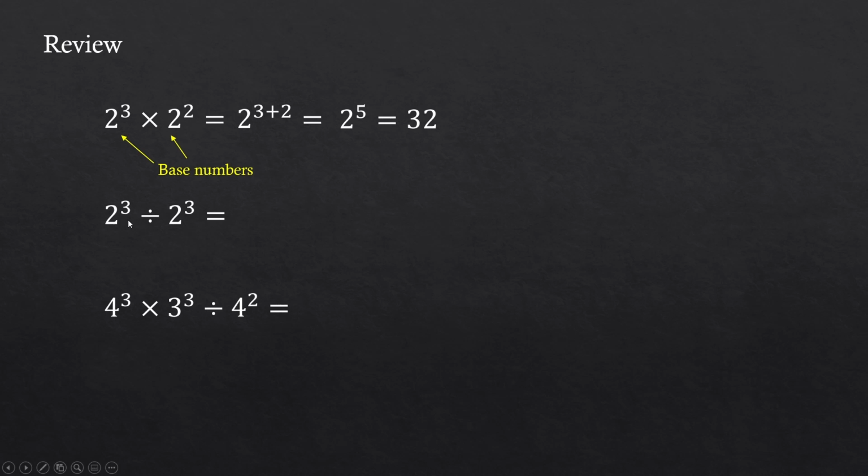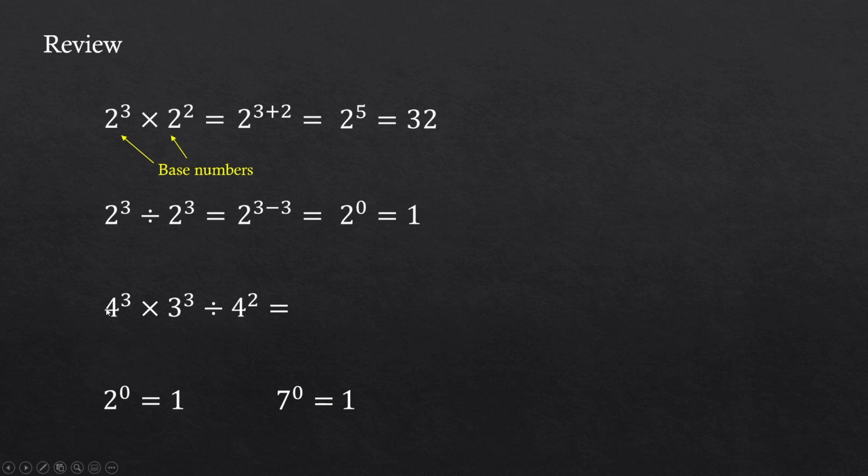Okay, next. 2 to the power of 3 divided by 2 to the power of 3. When it's a division, what do we do? We subtract them, right? So 2 to the power of 3 minus 3. So that's going to be 2 to the power of 0. And you know what this is? Something to the power of 0 is always 1. Did you know that? For example, 7 to the power of 0 should also be 1. Any number to the power of 0 should always be 1, okay?